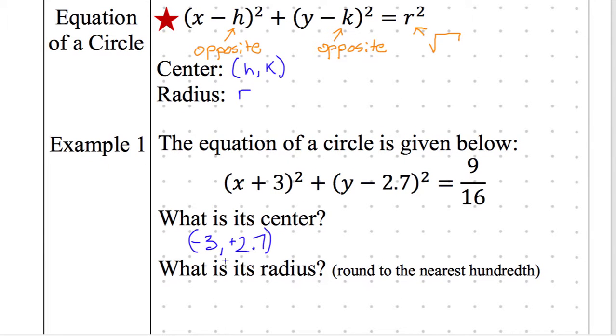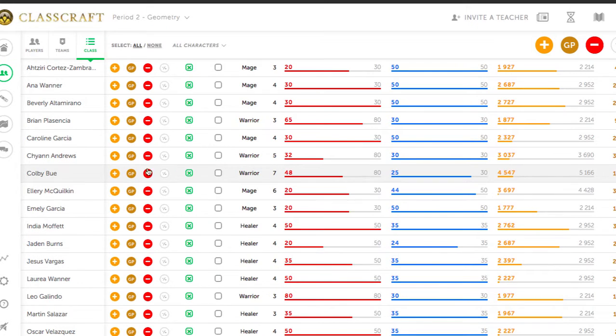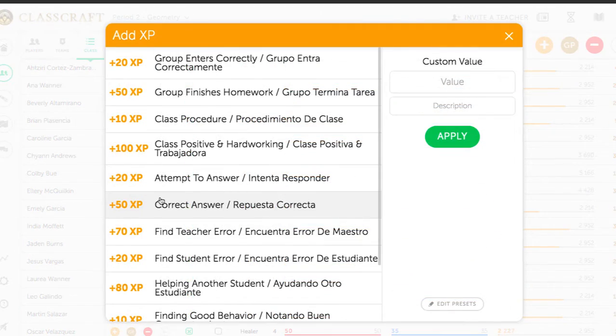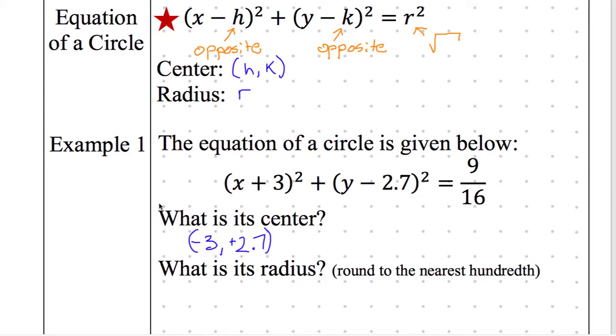All right, so India participated. She got some more XP. And I think I missed Colby as well. So there's Colby's marble. All right, thank you.